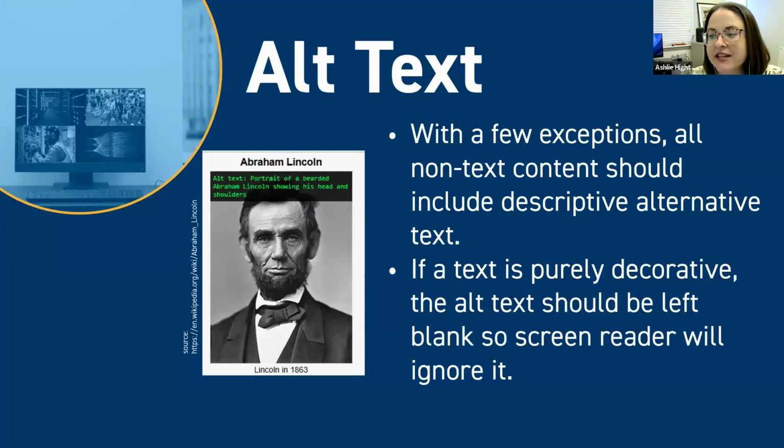I wanted to talk about alt text. With a few exceptions, all non-text content should include descriptive alternative text. This image on the left is a screenshot from Wikipedia of Abraham Lincoln with the alt text in green font. I use the image alt text viewer browser extension to see the alt text on the screen. Without the use of the extension, we wouldn't see the alt text because it's coded in, but a screen reader would. If an image is purely decorative, such as the one up in the left-hand corner, you can leave alt text blank, leave it null, and the screen reader will skip it. It's decorative, it's not adding any information.